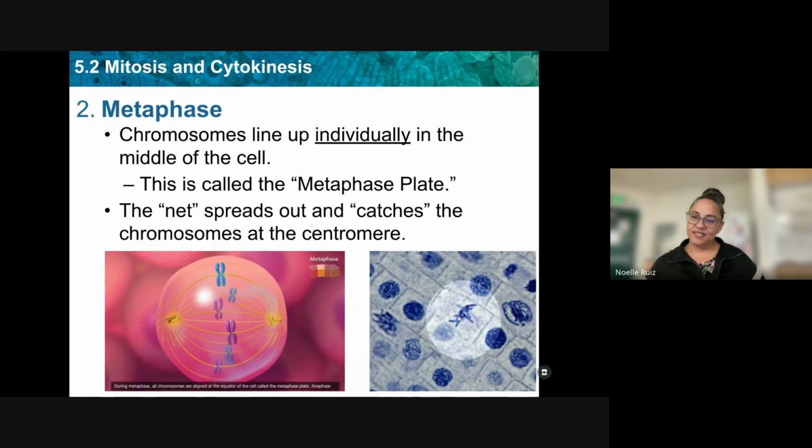Metaphase is the next phase in mitosis, and chromosomes line up individually in the middle of the cell. You can see that happening on the left in the animation. That is called the metaphase plate. And the individual part is important because our cells go through another process where they pair up. They don't line up individually. But we'll get to that next semester in chapter 6.